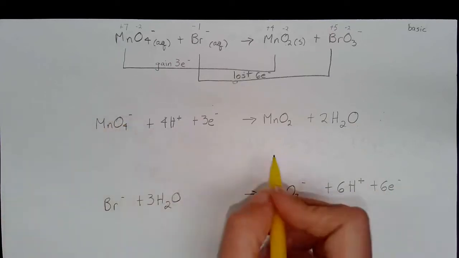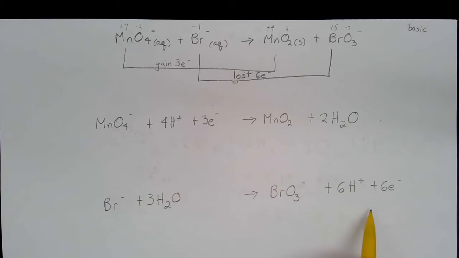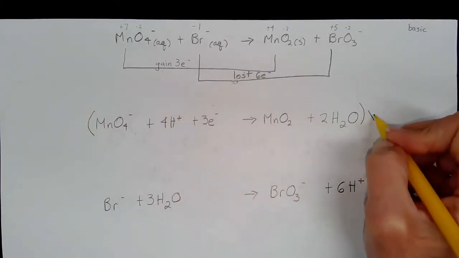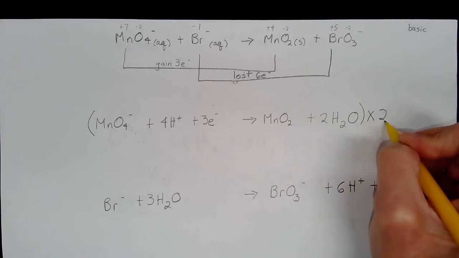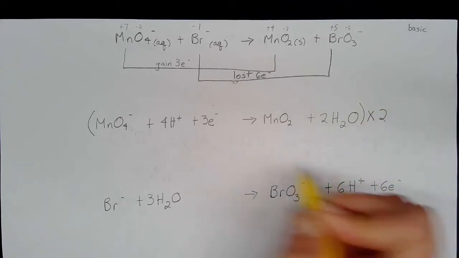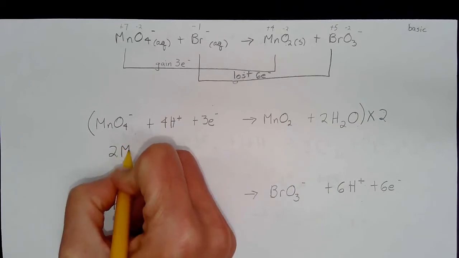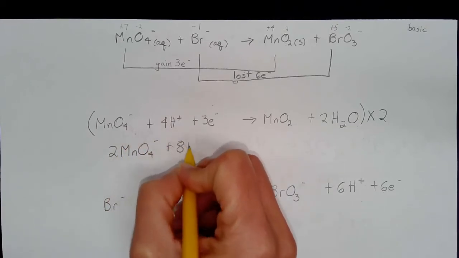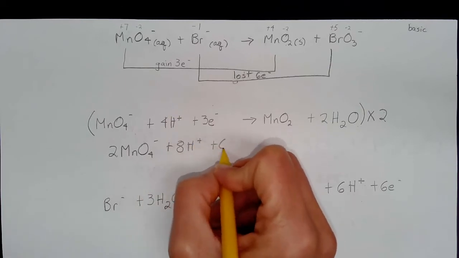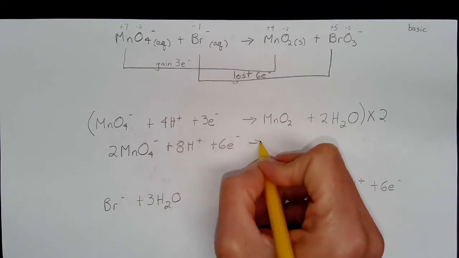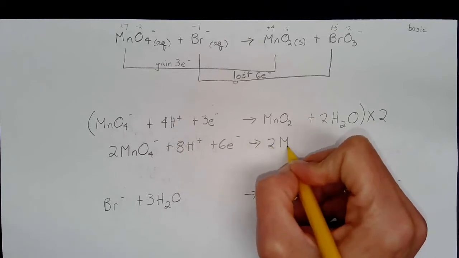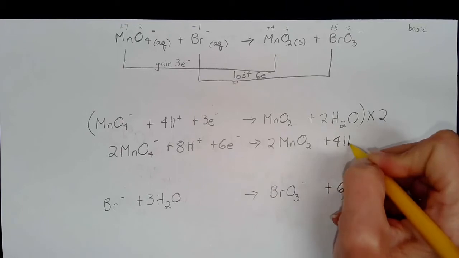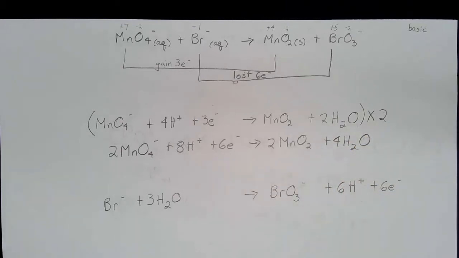And now, because we have 3 electrons gained and 6 electrons lost, we're going to multiply this equation by 2, so that the number of electrons gained equals the number of electrons lost. That's going to give us 2 permanganate ions, plus 8 hydrogen ions, plus 6 electrons, which yields 2 manganese 4 oxide and 4 water.